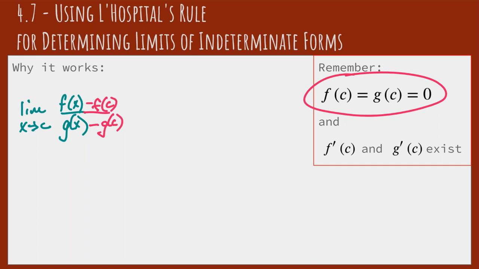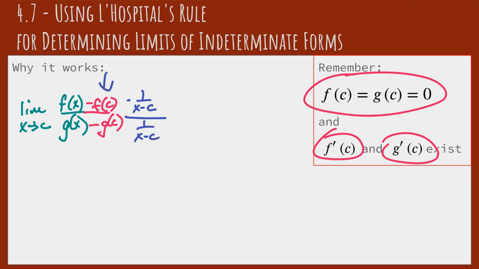value of the function? Since f prime of c and g prime of c exist, that means that the functions are continuous, and so f of c and g of c are both equal to 0 because the limits are equal to 0. Next thing I'm going to do is multiply the top and the bottom here by 1 over x minus c. And this is an algebraic trick that you wouldn't necessarily know to do, just like when I subtracted f of c and g of c here. But I can do that because I'm multiplying top and bottom by the same thing.